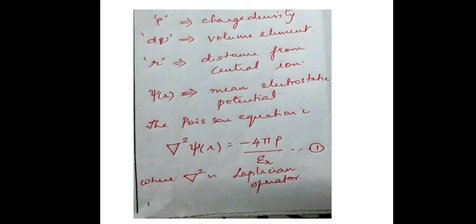Here rho is the charge density, dV is the volume element, r is the distance from the central ion, and psi r is the mean electrostatic potential. The Poisson equation is given as del square psi r is equal to minus 4 pi rho by epsilon r, where del square is the Laplacian operator.